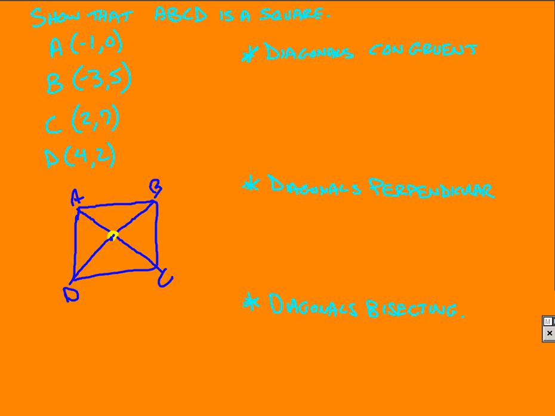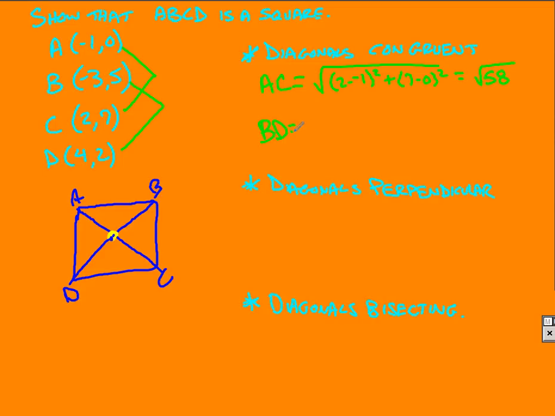So we'll start with diagonals being congruent. My diagonals are AC and BD, made our little mountains over there as we call it. So we're going to have AC as our first diagonal. AC is going to be equal to the square root of, I need to subtract the x's, 2 minus negative 1, and square it, plus subtract the y's, 7 minus 0, and square it. 2 minus negative 1 is 3, so squared becomes 9, and 7 squared is 49, so 9 plus 49 is the square root of 58.